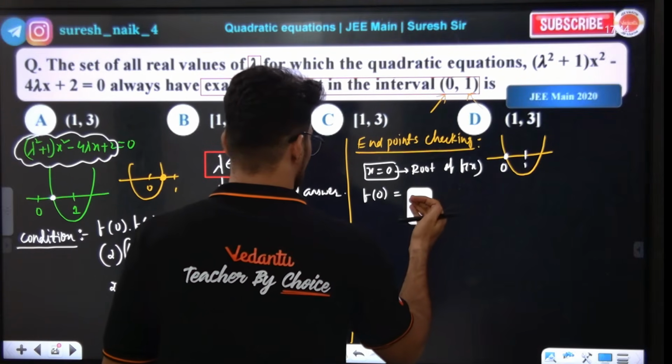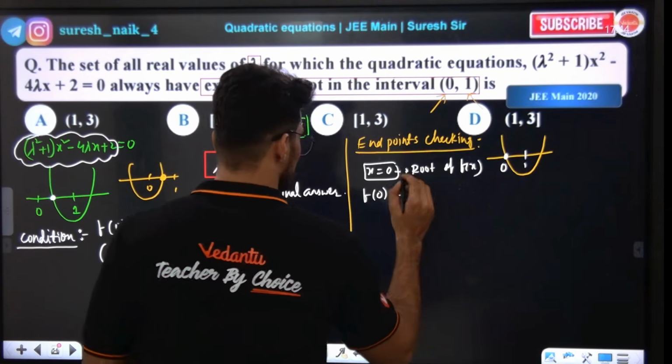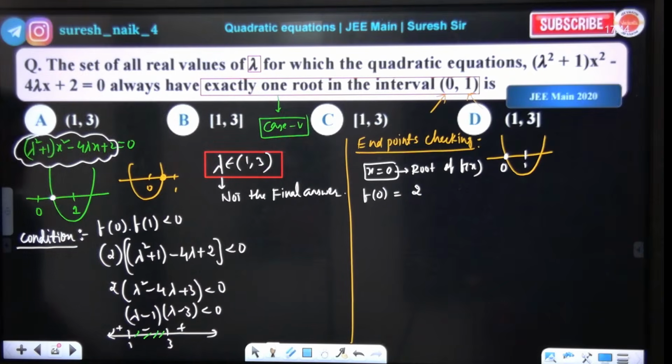Lambda square plus 1. F of 0 is equal to what we are going to get, 2. F of 0 is equal to what you are getting? X is equal to 2. Check. Sir, now if we put x is equal to 0, are we getting any answer?